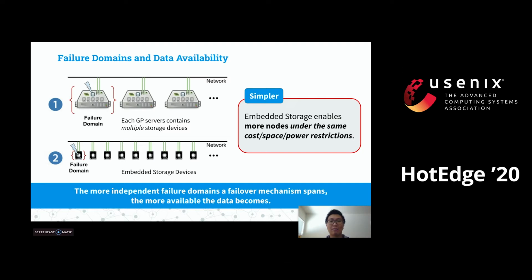On the other hand, an embedded storage device could be much simpler and much cheaper than a general purpose server, and therefore building a storage system using embedded storage devices could enable us to provision more nodes under the same cost, space, and power restrictions. And our argument is the more independent failure domains a failure mechanism spans, the more available the data becomes.